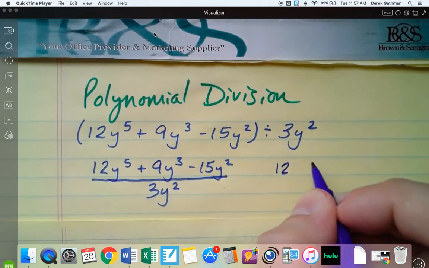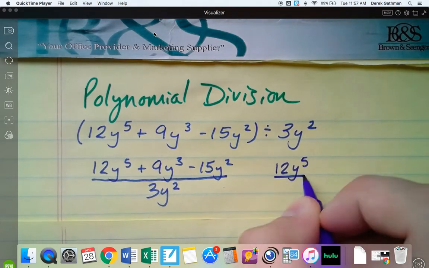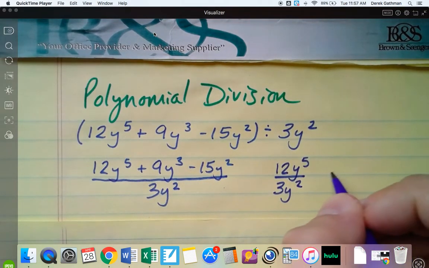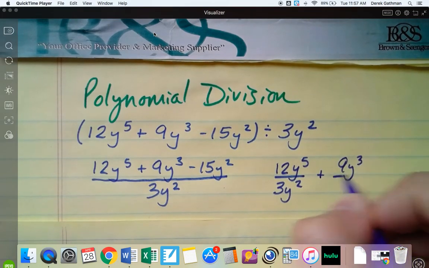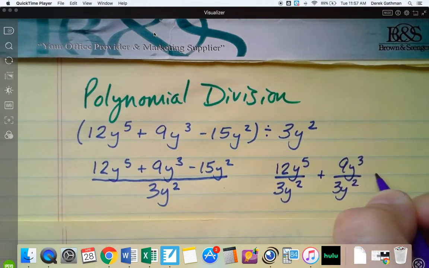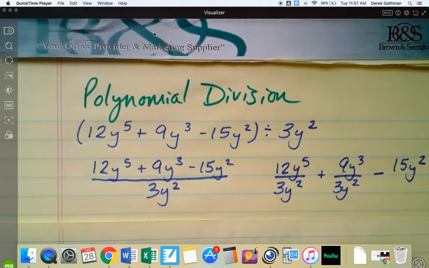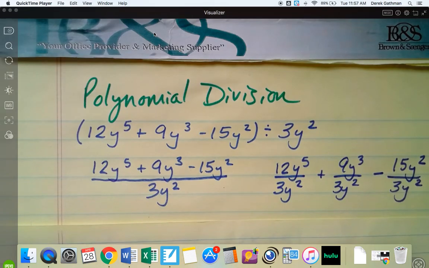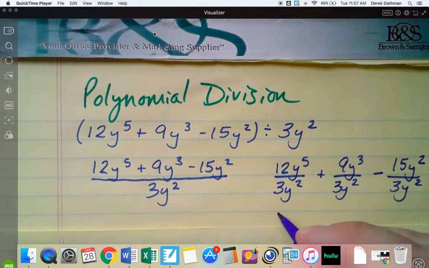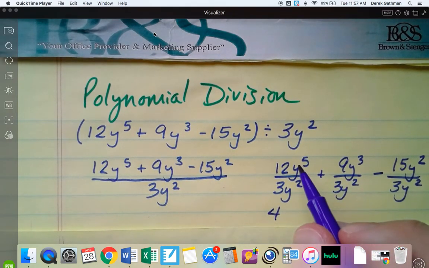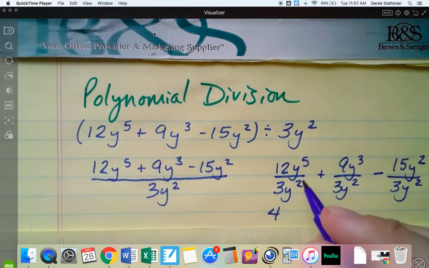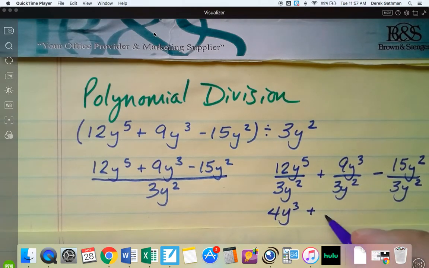So if I were to rewrite that, it would look something like that. And so what I end up with is 12 divided by 3, which is 4. And I'm using my exponent properties. Y to the 5th divided by y squared is really y cubed. I subtract my exponents. Then I get 9 divided by 3, which is 3. I subtract my exponents there.